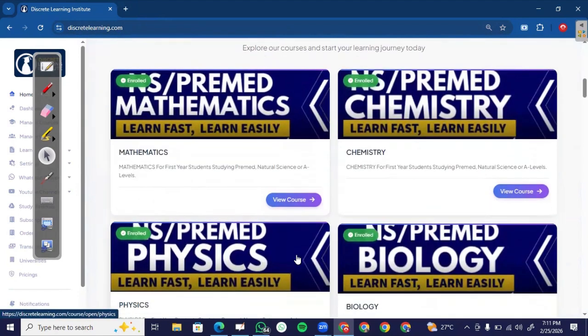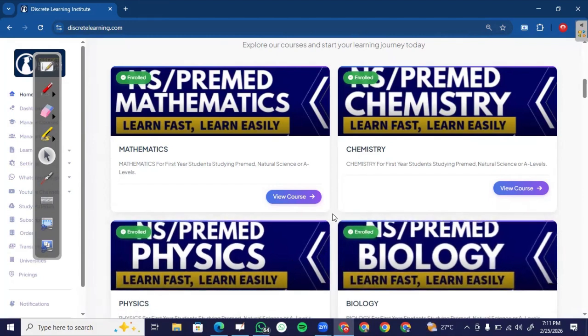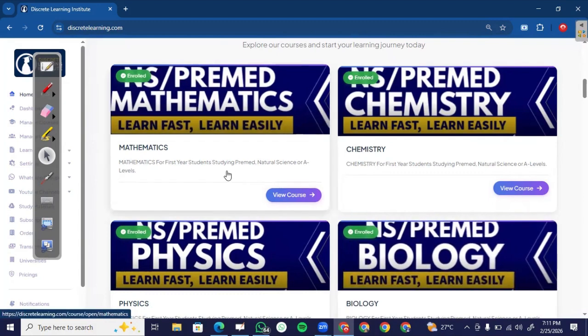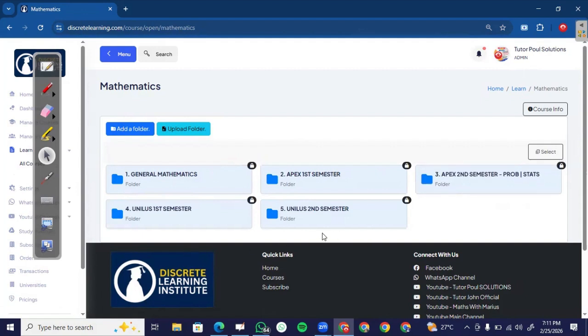Once you log in, these are the courses that you find for first years: mathematics, chemistry, physics, and biology, and you can learn anything that you want from there because the videos are there. Plus we also have live classes where we can interact with your students. So for example, if you've paid for math, you can simply come here and open this course. Once you open, you see the folders there. It depends with the university where you are. If you're not at Apex or Unilas, you go in the general mathematics folder. That's where you'll find your things. But if you're at Apex or Unilas, you go to your specific folders.